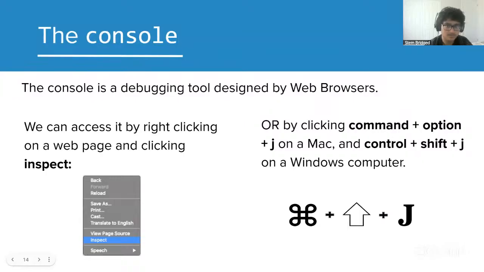The console is a debugging tool designed by web browsers. In most web browsers, you can just right click on a web page and select inspect. And you can also use Command Option J, or Command Shift J on Windows.